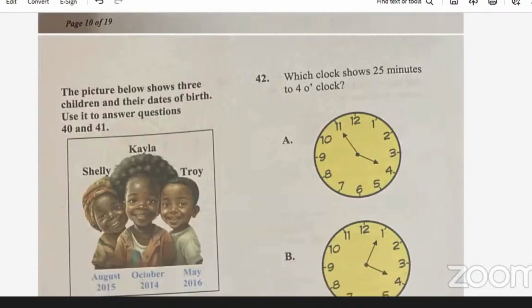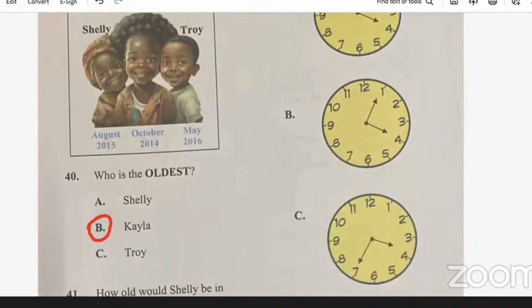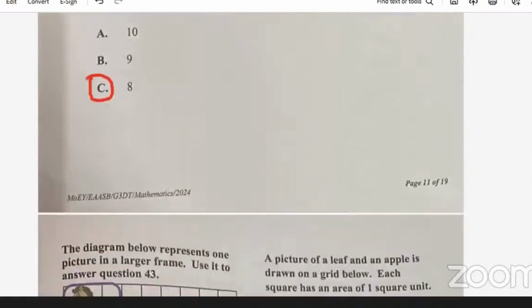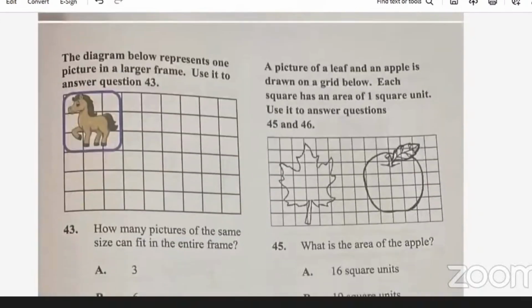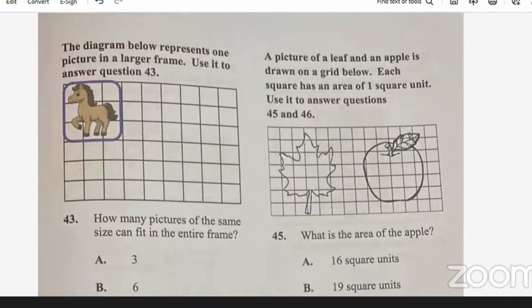All right, so question 42. Which clock shows 25 minutes to 4 o'clock? 25 minutes before 4 o'clock. Okay, and the answer is C. So 5, 10, 15, 20, 25 minutes before we get to 4 o'clock. The answer is C. All right, so let's go to question 43. The diagram below represents one picture in a larger frame. Use it to answer question 43.